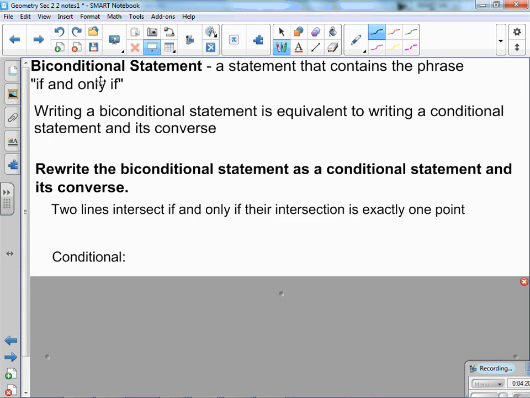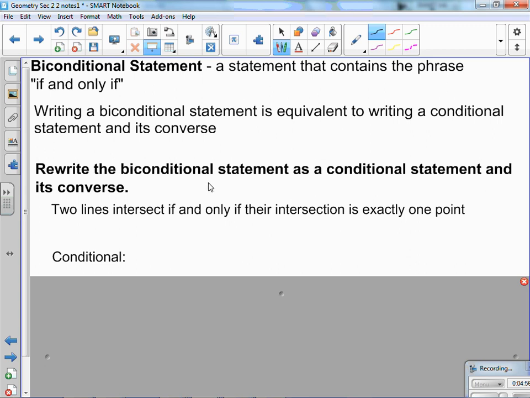All right, so a new kind of statement. We've talked about conditional statements. Now we have something called a biconditional statement, which is a statement that contains the phrase if and only if. So if you don't see this phrase in it, then it cannot be a biconditional statement. And when we make a statement with if and only if in it, it's representative of taking the conditional statement and the converse statement and putting them together to make one new statement.